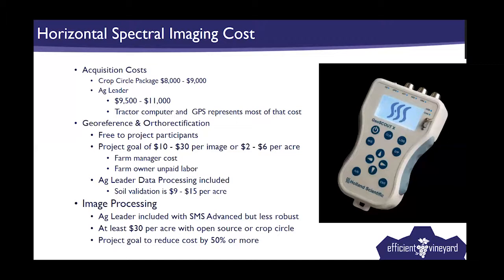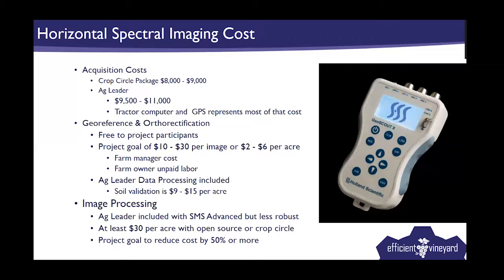So we have some project goals of making this more accessible and allowing growers, either a farmer owner who's interested in learning, a manager or someone that they hire, the ability to start doing this georeferencing with tools that are developed by the project. And if those tools get developed and they're implemented successfully, I could certainly see where it would be $10 to $30 per block or $2 to $6 per acre for that image and that data to be georeferenced.